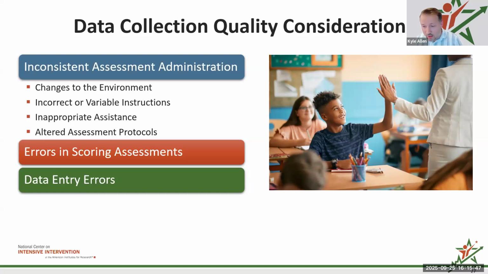Well, when you change environment, you're measuring the environment and their ability to function in the environment, not whether the instruction we're providing is working or not. Incorrect or variable instruction: giving students the wrong instructions, giving them too much time to go through the progress monitoring probe, and answer more questions than perhaps they would have.